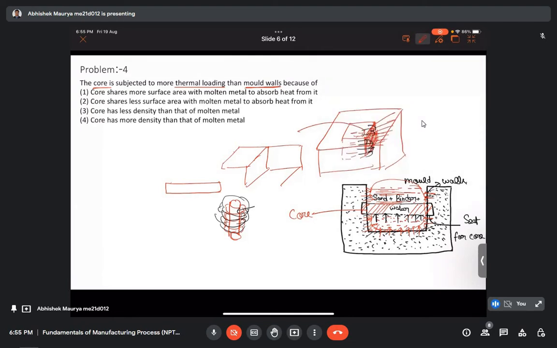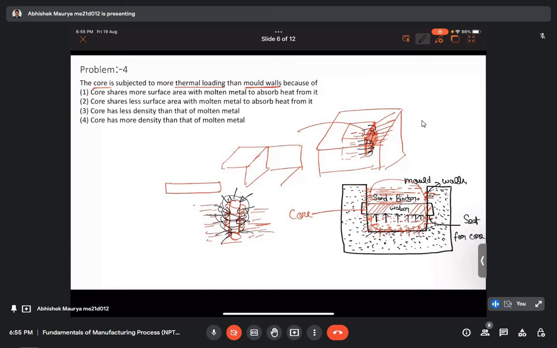Well, I will draw molten metal also. Now heat will try to enter the core from all sides. Here, from there. So from all sides the heat will enter from the molten metal to the core material.